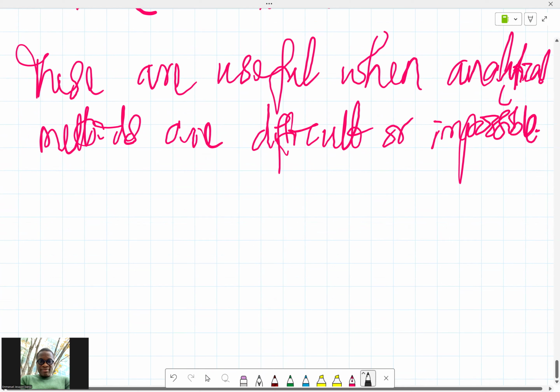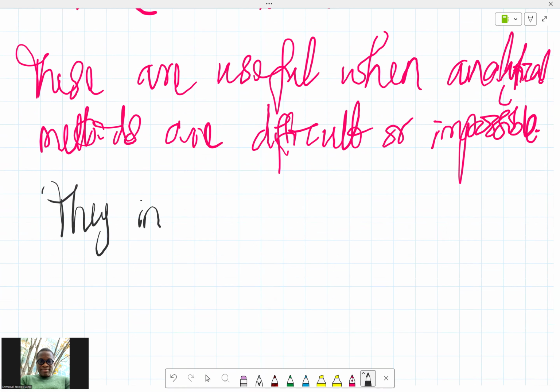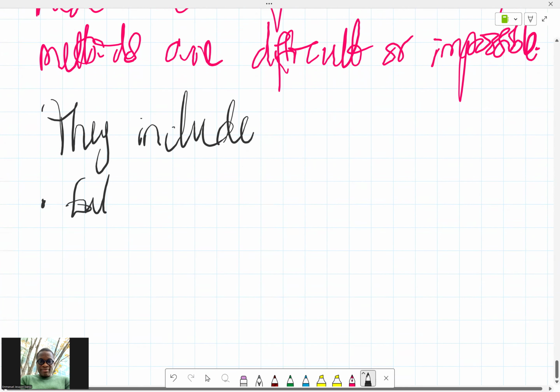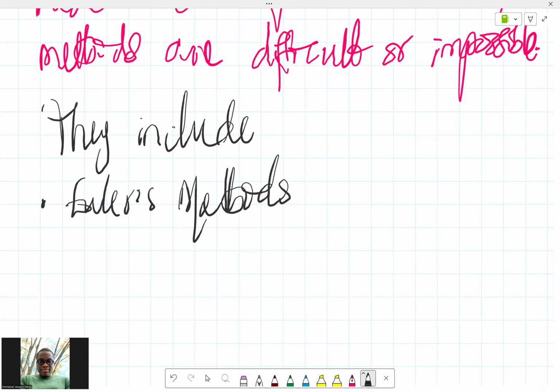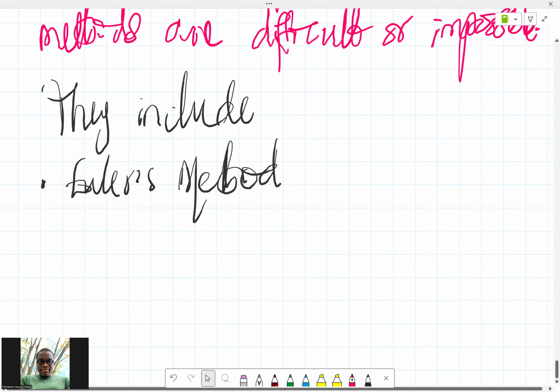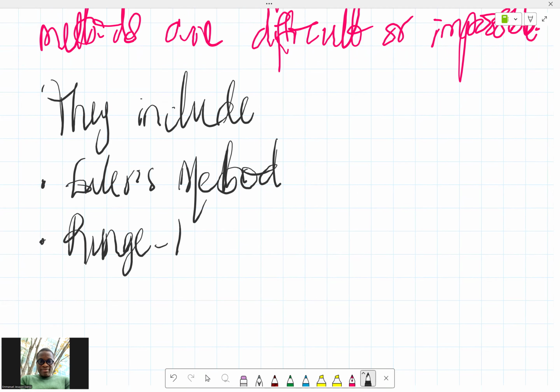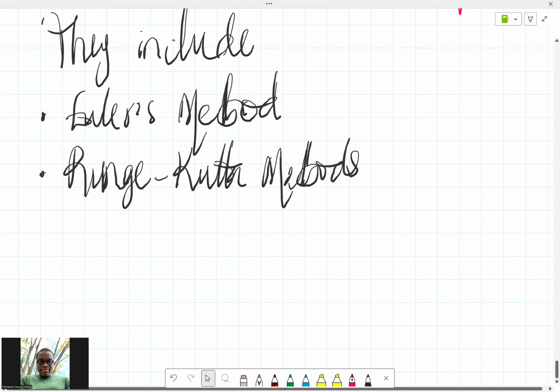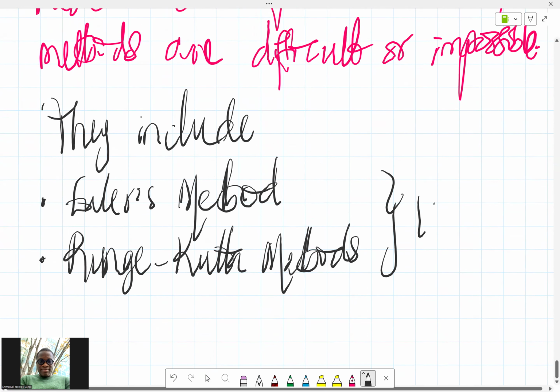They include Euler's method. You use Euler's method for initial value problems. Then you also have the Runge-Kutta method. In fact, it's a group of methods, right? But the fourth order is the most common. This also goes for initial value problems.